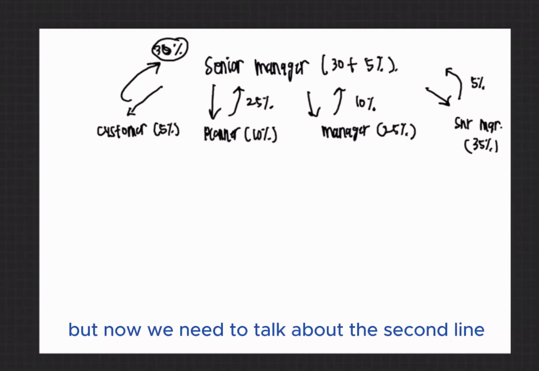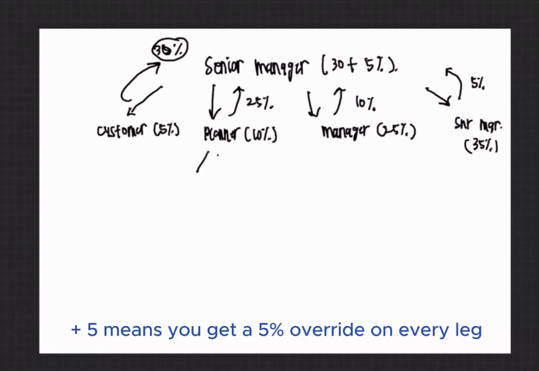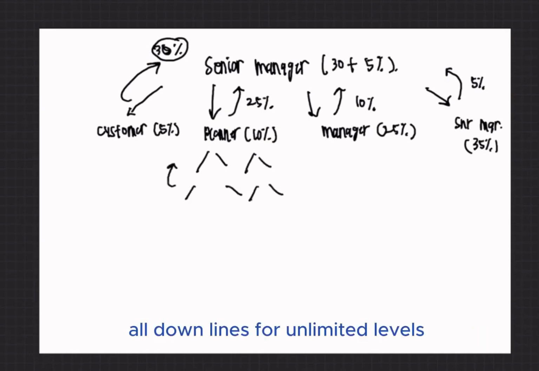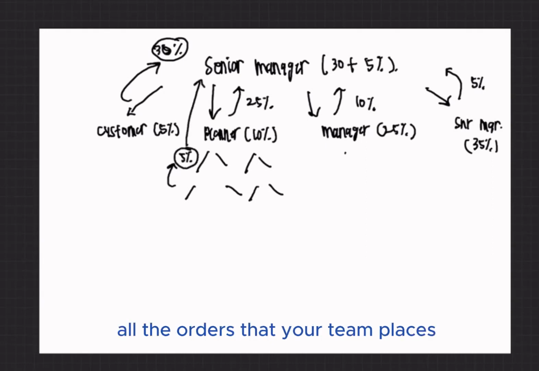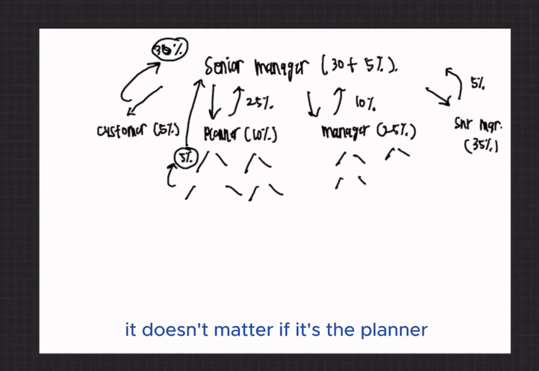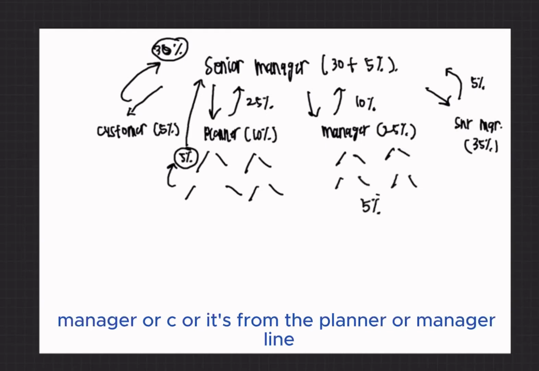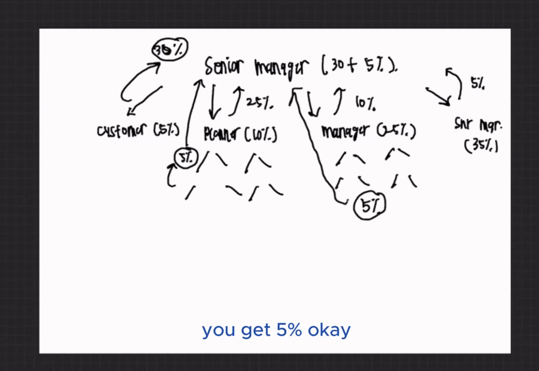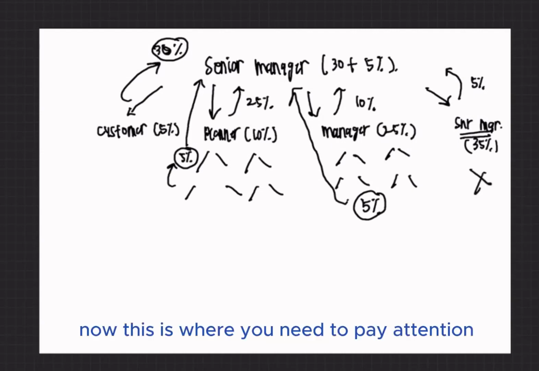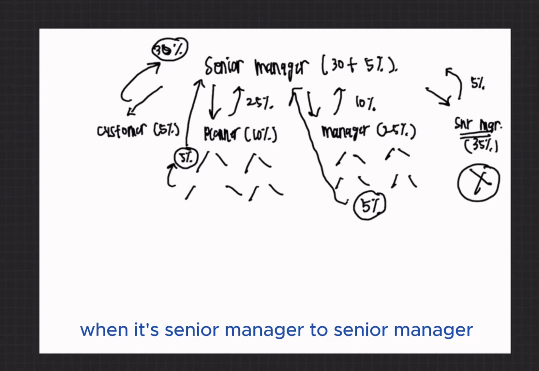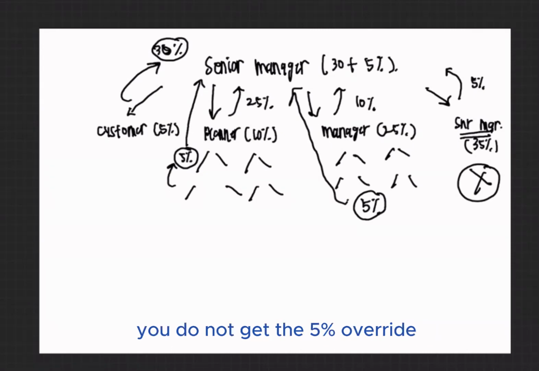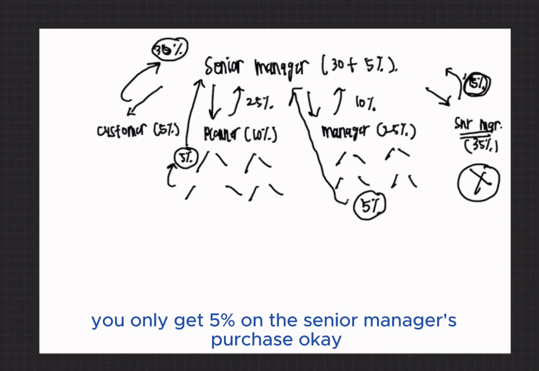But now we need to talk about the second line and below, because the 30 plus 5 means you get a 5% override on every leg, all downlines for unlimited levels. So after your first line, all the orders that your team places, you get a 5% override. It doesn't matter if it's the planner, manager, or it's from the planner or manager line, you get 5%, okay? For unlimited levels. Now, this is where you need to pay attention. When it's senior manager to senior manager, you do not get the 5% override. You only get 5% on the senior manager's purchase.